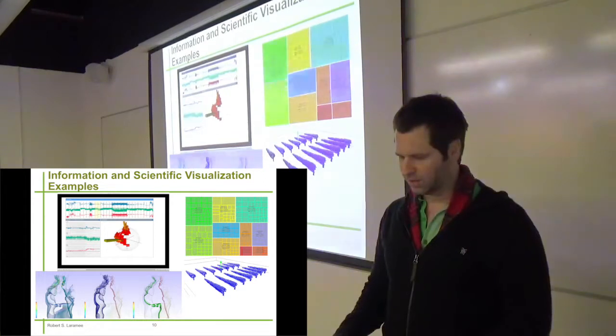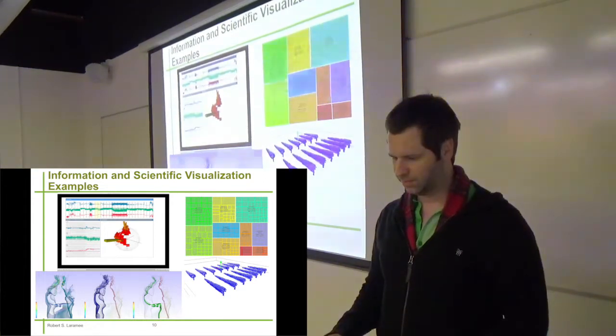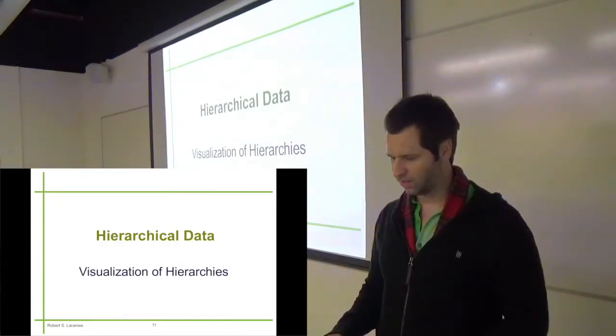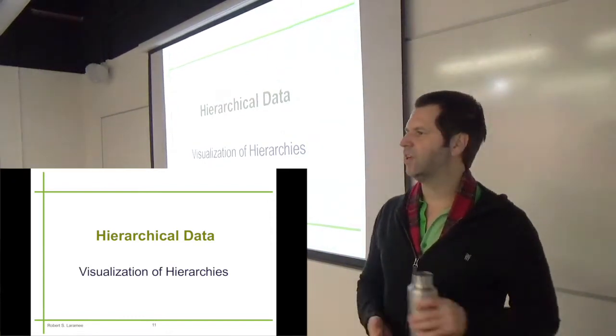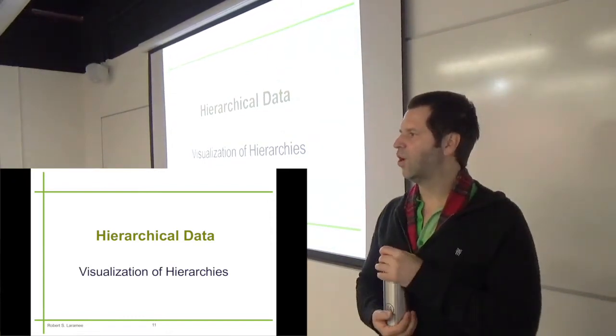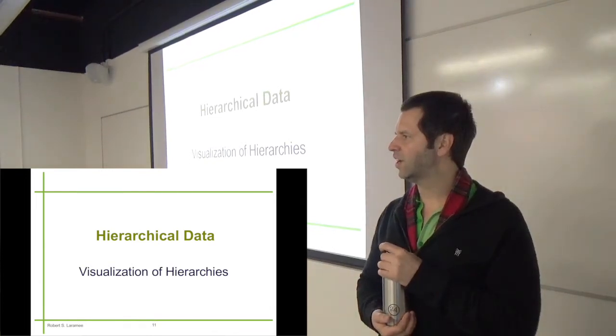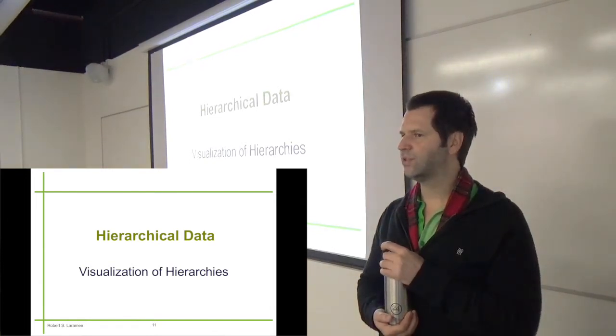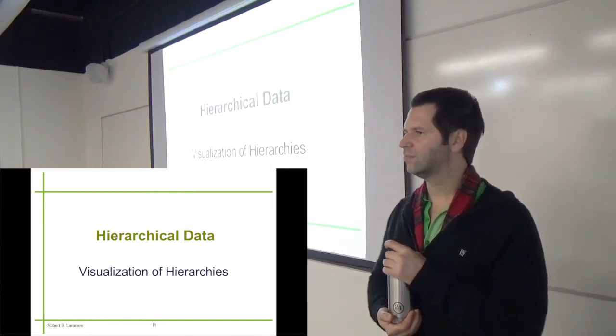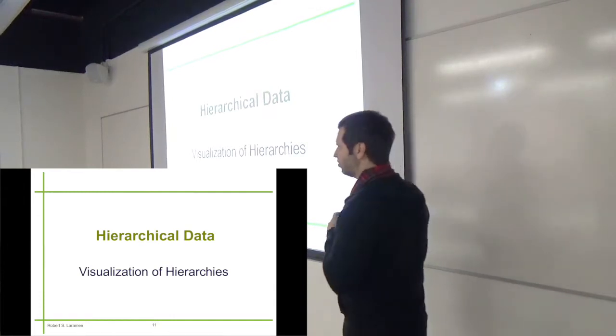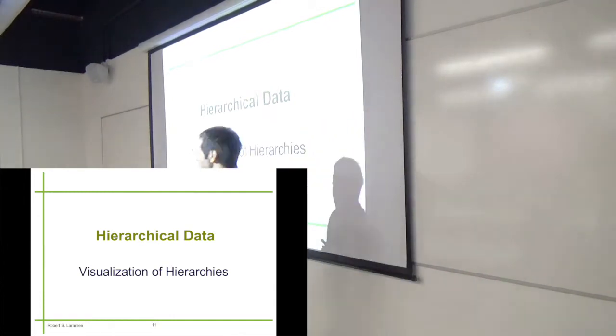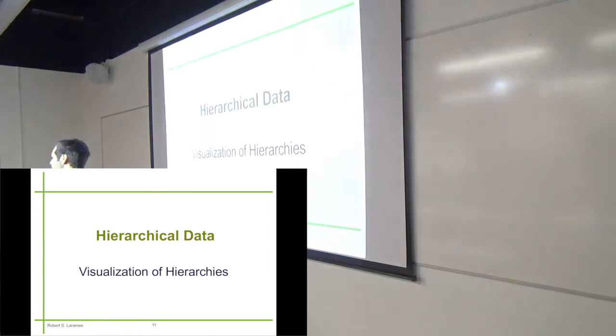So let's look at some examples, and we'll start with the hierarchical data. Can anybody think of a very common source of hierarchical data that you encounter on a daily basis? I think that's a question that most people could answer. What's your name again? Nate. Family tree.